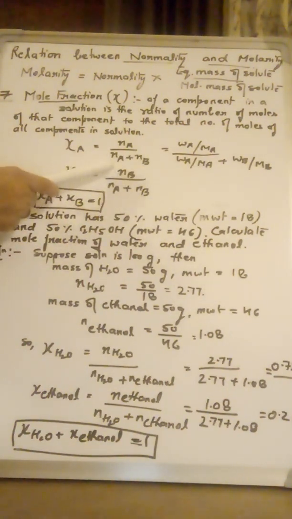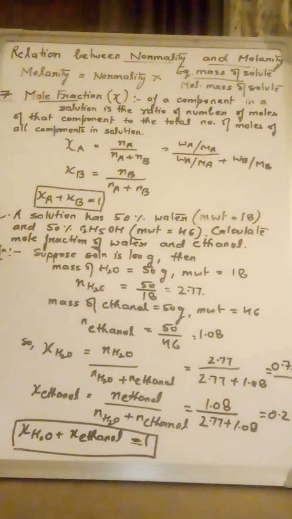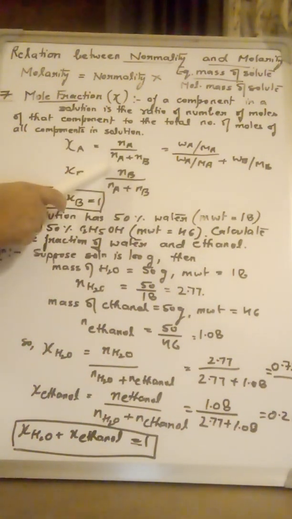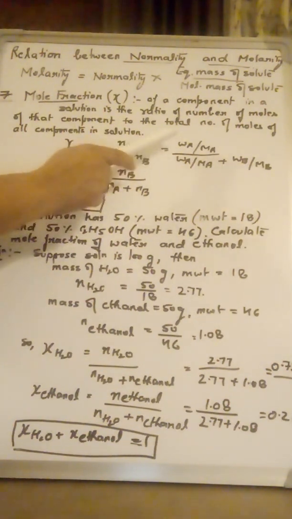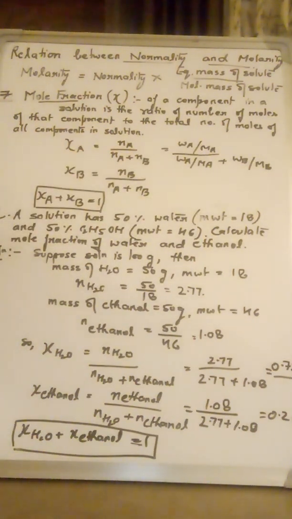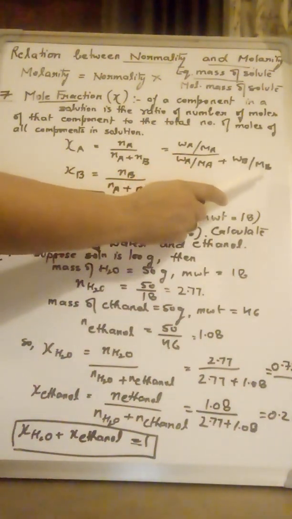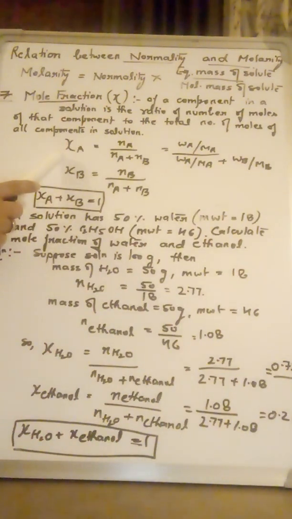Now in the solution there are two components A and B, so total moles will be moles of A plus moles of B, right? In the previous session I told you that number of moles is signified by the letter n. So mole fraction of A is number of moles of A upon total moles in the solution. And we also learned that number of moles is given by weight upon molecular weight. So number of moles of A is weight upon molecular weight of A. Same way, number of moles of B will be weight upon molecular weight of B. So finally, from this equation, we can find out the mole fraction of A.